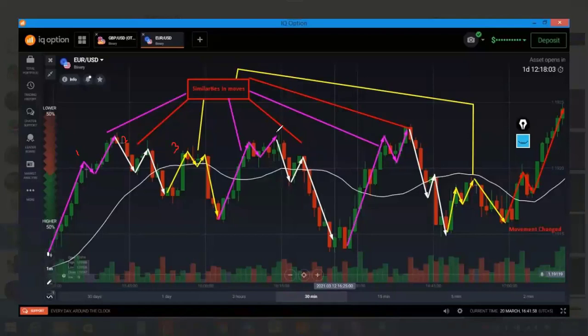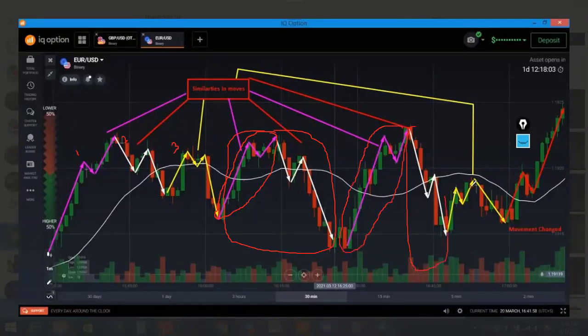Now see, is it the same first movement? This movement is the same. This movement and this movement are the same. Now the market is not giving the third movement. At that time, the market is again repeating from the first movement. First movement, second movement, then third movement.